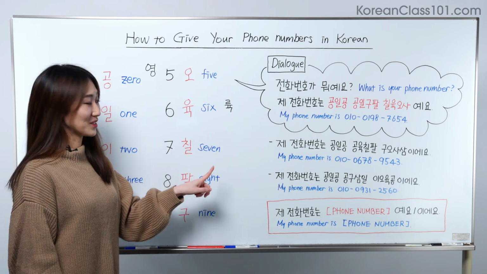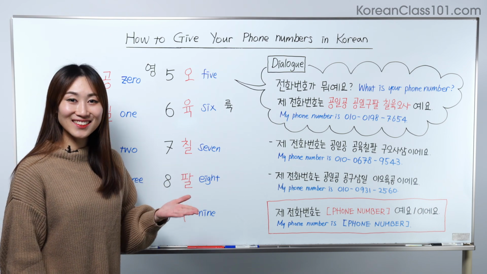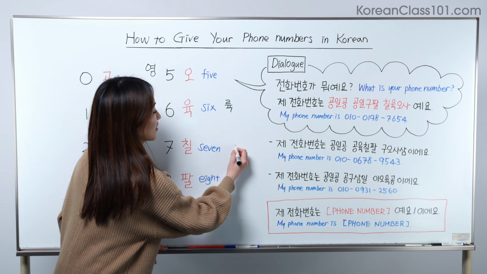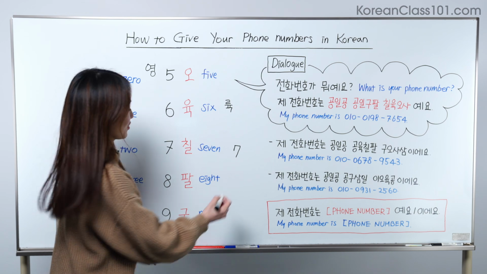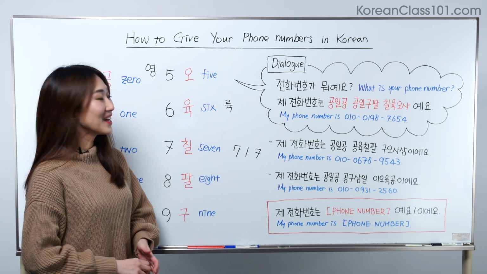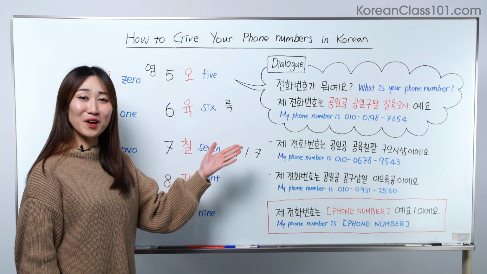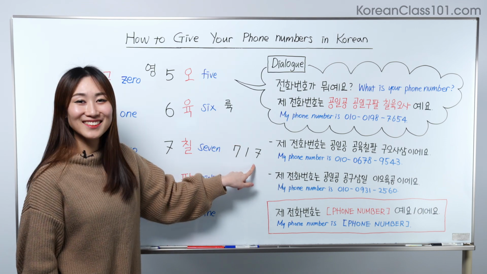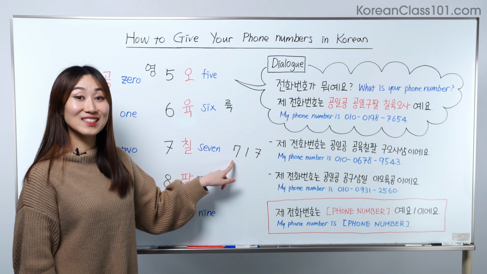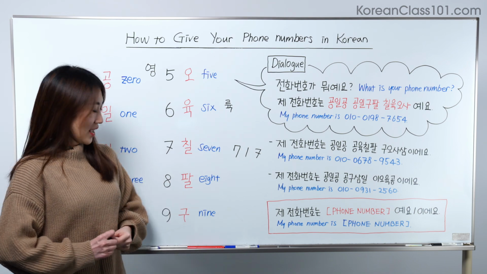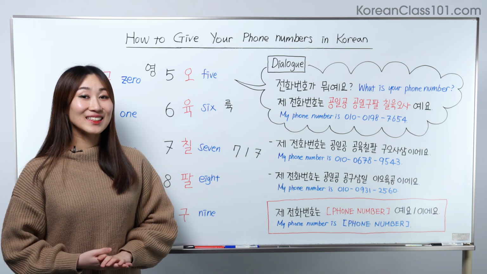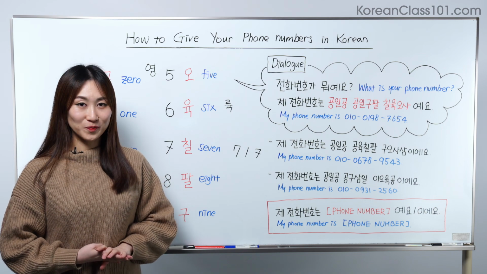7 is 칠. By the way, lots of Korean people write 7 like this. I often use this in Korea because I learned it from my English teacher, and some Korean grandmothers and grandfathers even asked me, what is this? So please remember, this is a very common 7 in Korea, and if you see this, you know this is 7. 8 is 팔. 9 is 구.